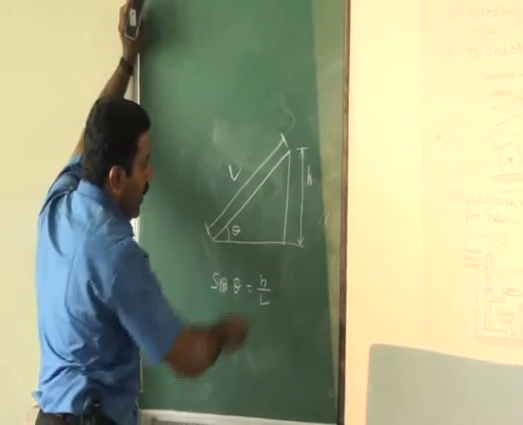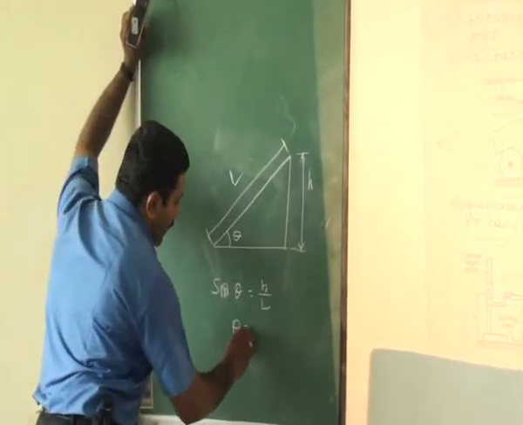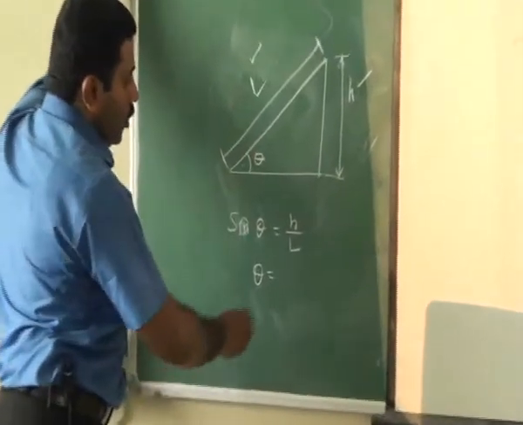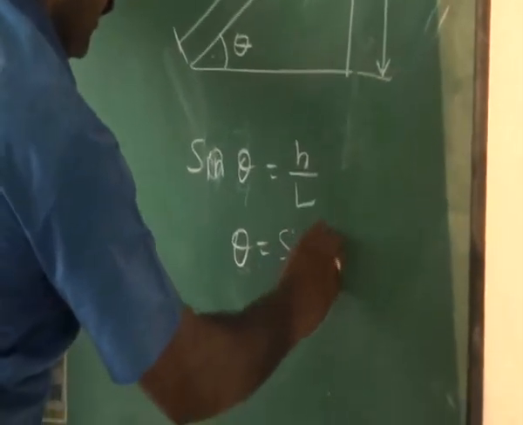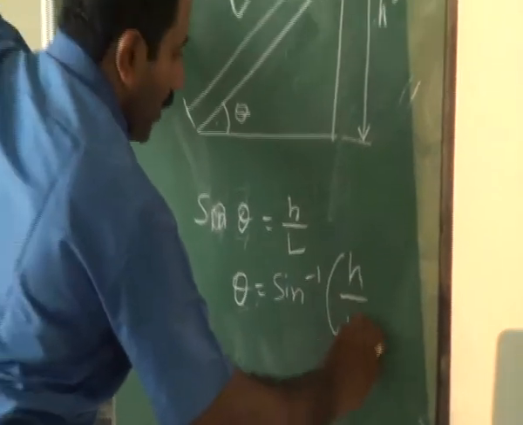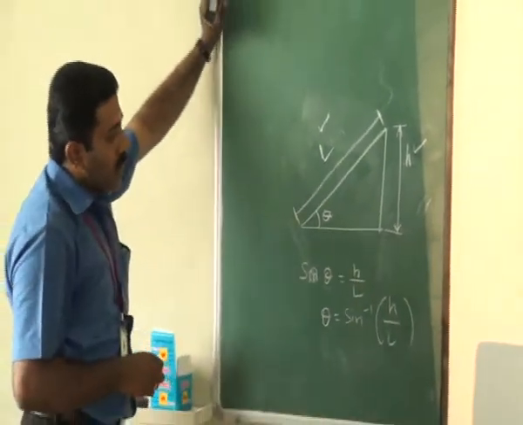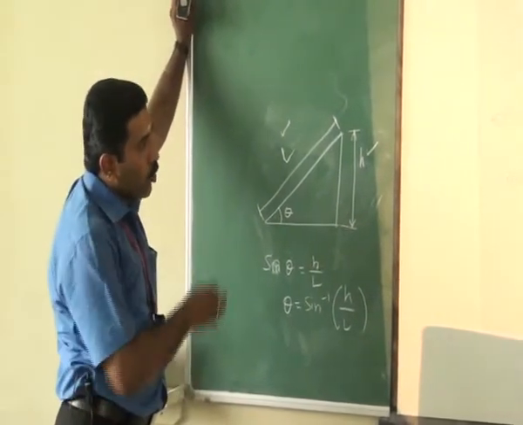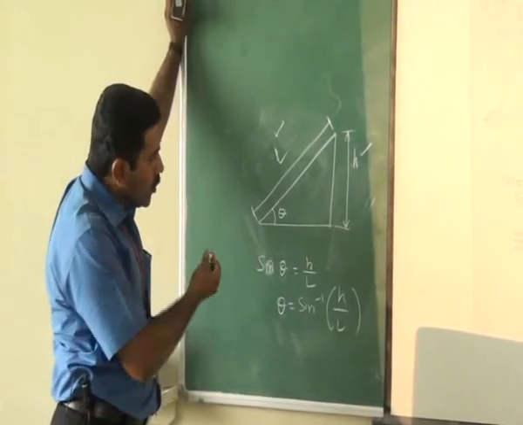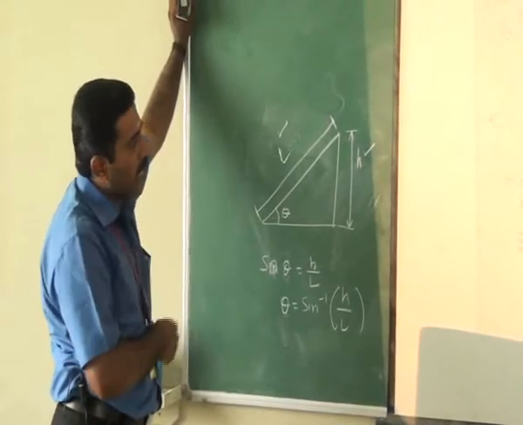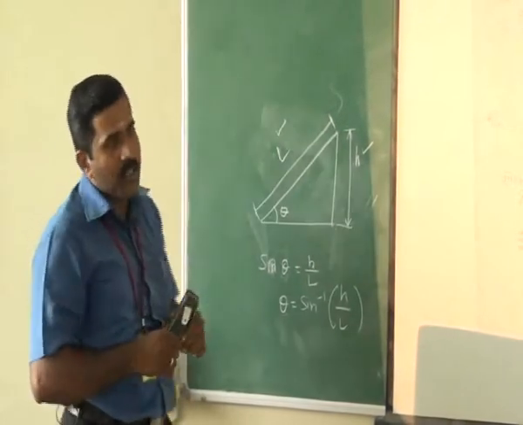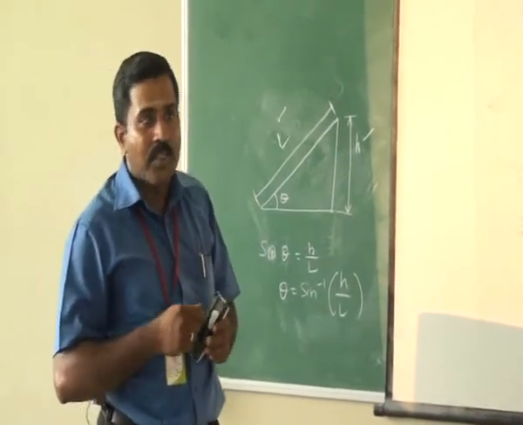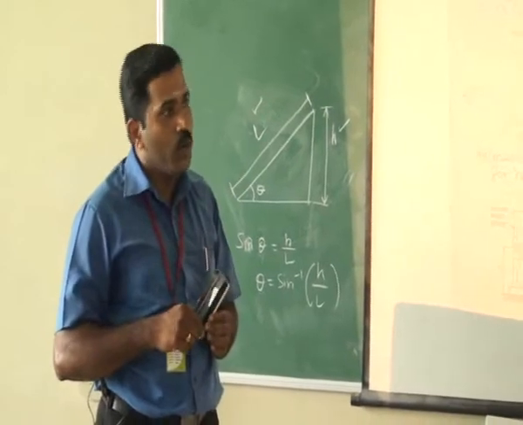Then we find the height. Finally, we can calculate. The known values are h and L, so we find sine inverse of h divided by L. This is the method to measure the inclination of the component, and that is the main thing. This is where we use the sine bar, for heavier components, lighter components, and large size components.